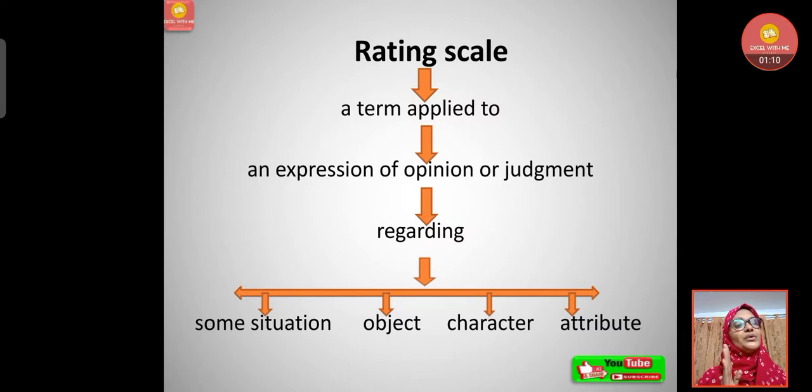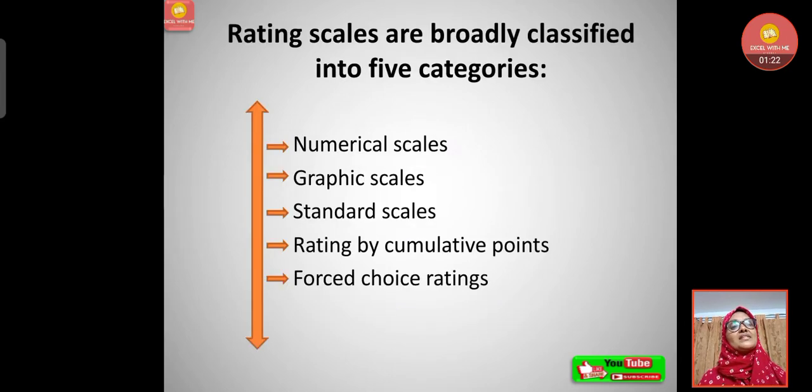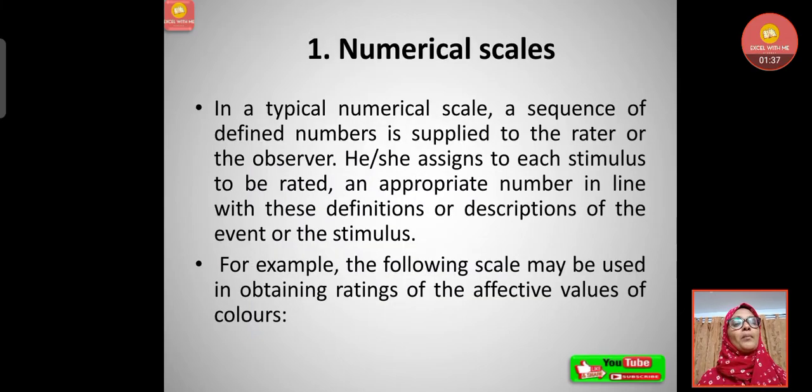So why do we use this rating scale? If we want to understand the attributes of any subject or character or any object or any situation, we use this rating scale. Now rating scales are broadly classified into 5 categories, that is numerical scales, graphic scales, standard scales, rating by cumulative points, and forced choice ratings. Now we will discuss them one by one. The first one is numerical scales.